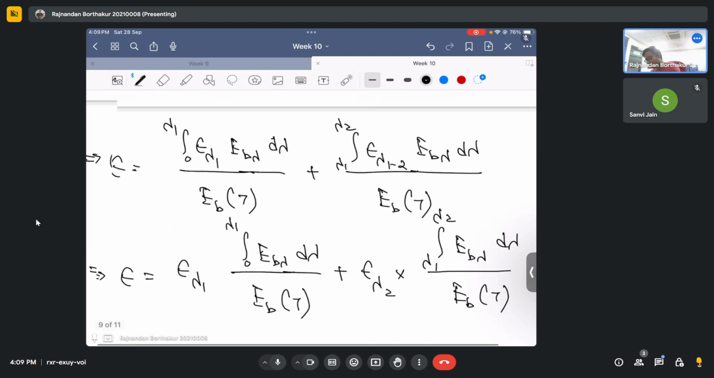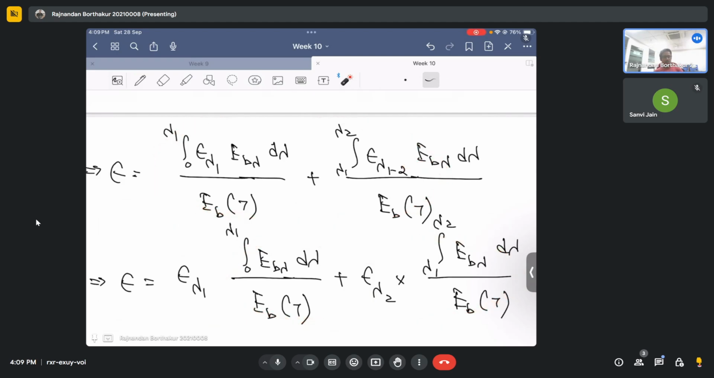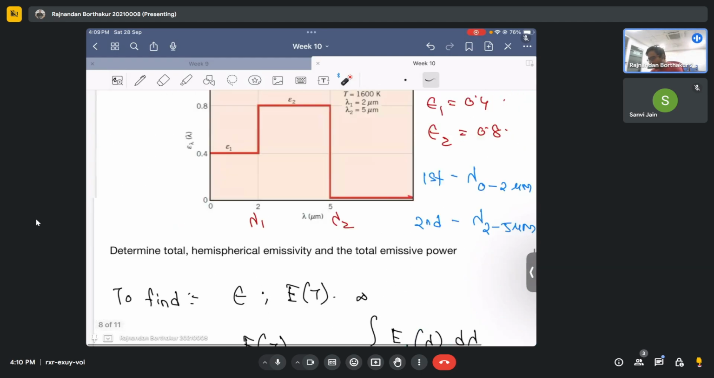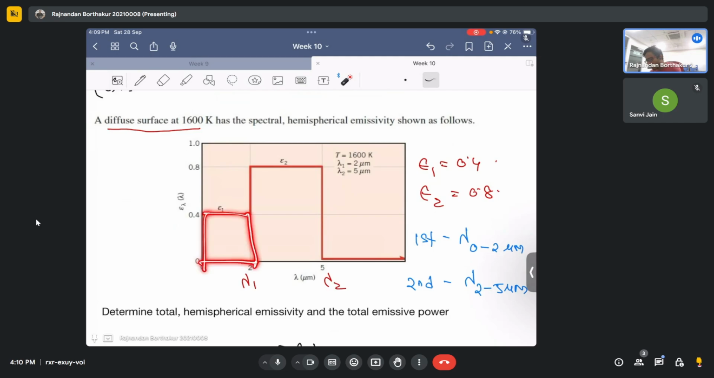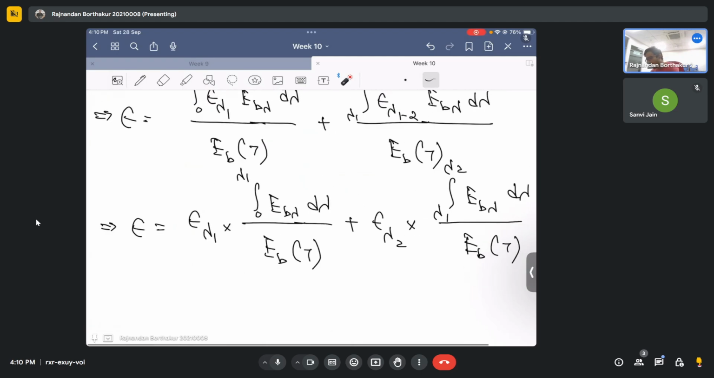So the transition from this step to this step is very important, and you need to understand why we did this. Again I repeat, we did this because in the wavelength band from 0 to lambda 1, from the figure we saw that your spectral emissivity is just a constant. That's why we could take epsilon lambda 1 outside the integral, and the same we did for the second zone. In the first zone my emissivity is just 0.4, and for the second zone my spectral emissivity is just 0.8 to be precise. All right. Now can you tell me what is this?